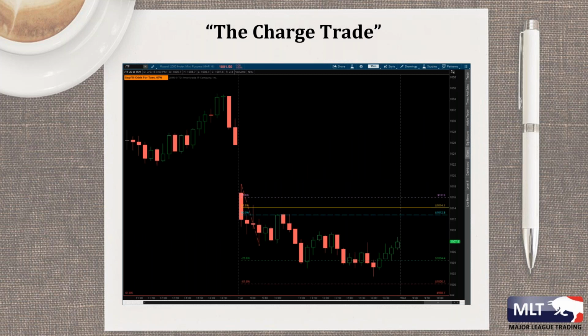So this is a setup I use in the indexes. I don't use this in the currencies. I don't use it in gold. I don't use it in oil. I use it in the S&P, Dow, Russell, and the Nasdaq. Here it's set up in the Russell. Gap down, continuation lower. You get into this 50% retracement zone. That is where I'm looking for the resistance to hold throughout the rest of the day.